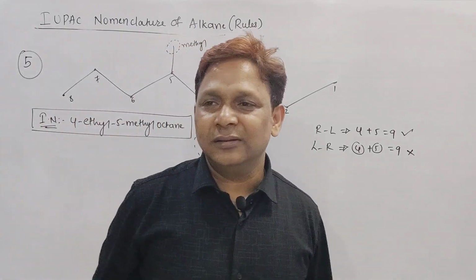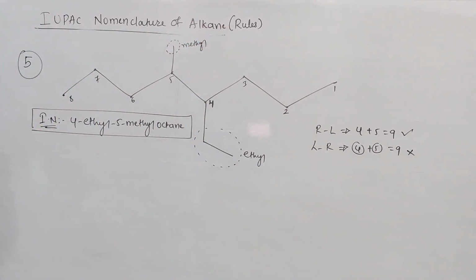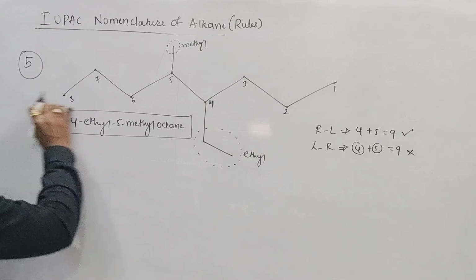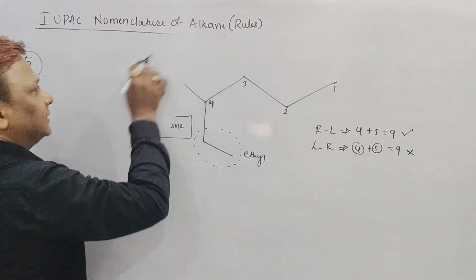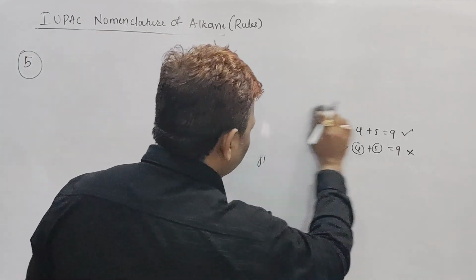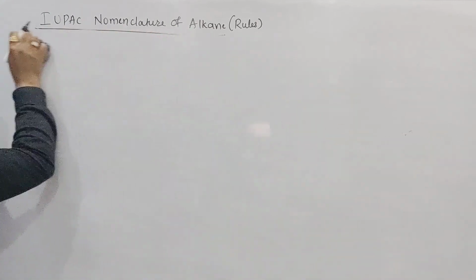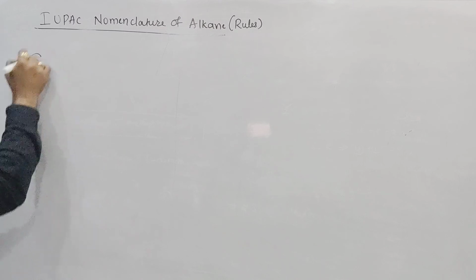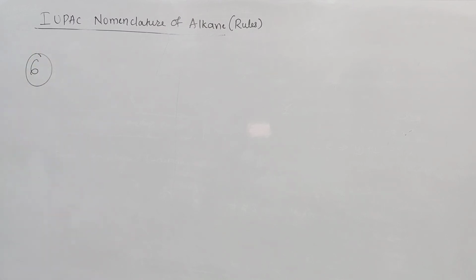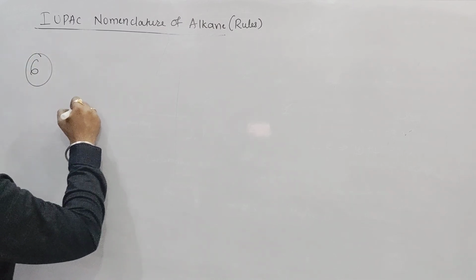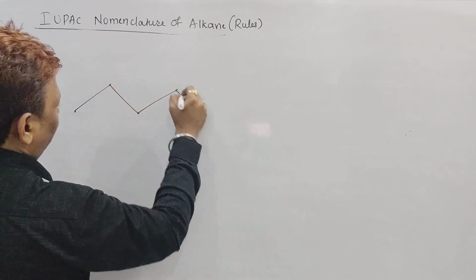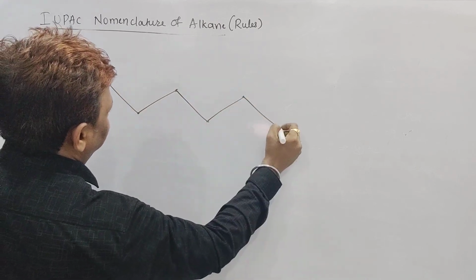Is it clear beta? Chalo, take a screenshot. Ha beta, 4-ethyl, 5-methyl, octane. Chalo, one more. The last compound from all these rules, 6 to 7 rules we have seen from that one. This is the last compound I am going to give for you. This is example number 6, last one beta. 1, 2, 3, 4, 5, 6, 7, 8.